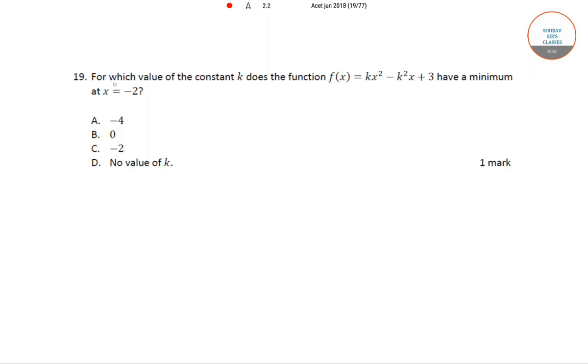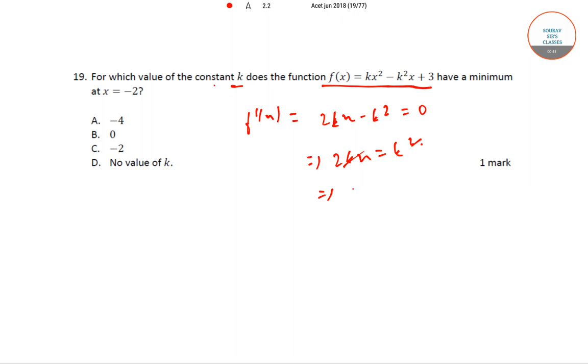The question is, for which value of the constant k does the function f(x) = kx² − k²x + 3 have a minimum value at x = −2? So now f'(x) = 2kx − k². Now this needs to be equal to 0, or 2kx = k². k cancels out and we get x = k/2.